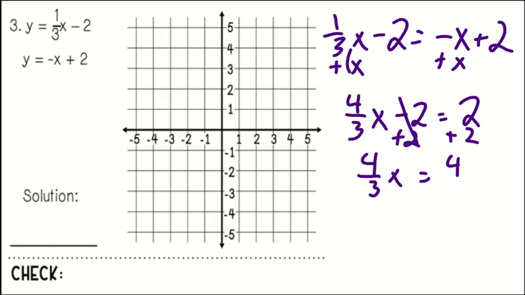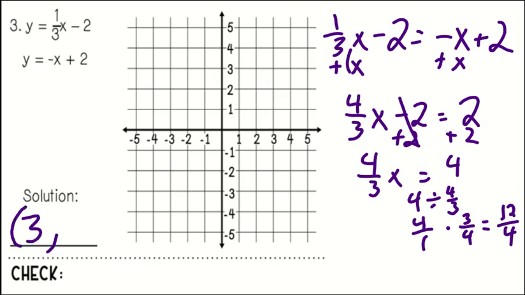We divide by our fraction. Again, when we divide, we've got 4 divided by 4/3. We do keep, change, flip. So 4 times 3/4. That's 12 over 4. What's 12 over 4? 3. And that is my x value. That's what we were solving for, right? When we get it down to the end, we have x equals 3.